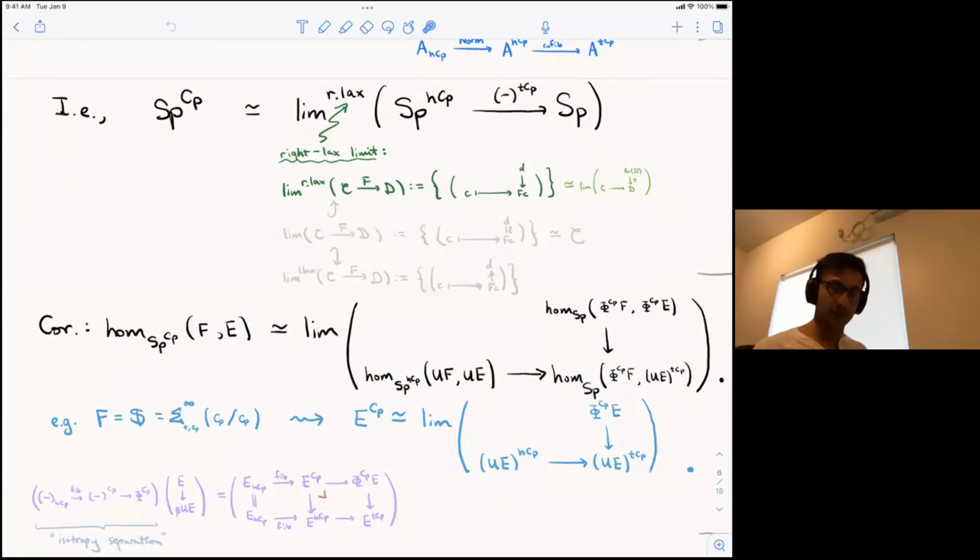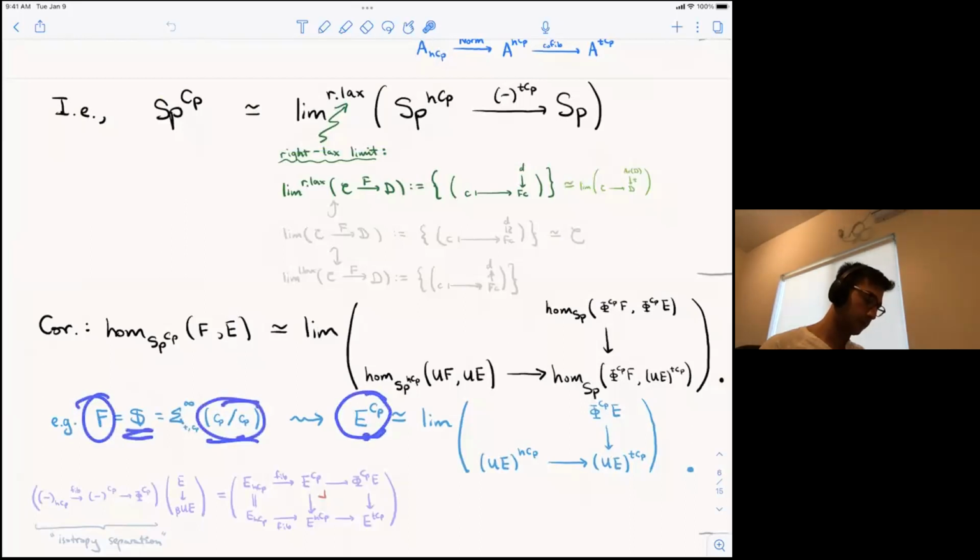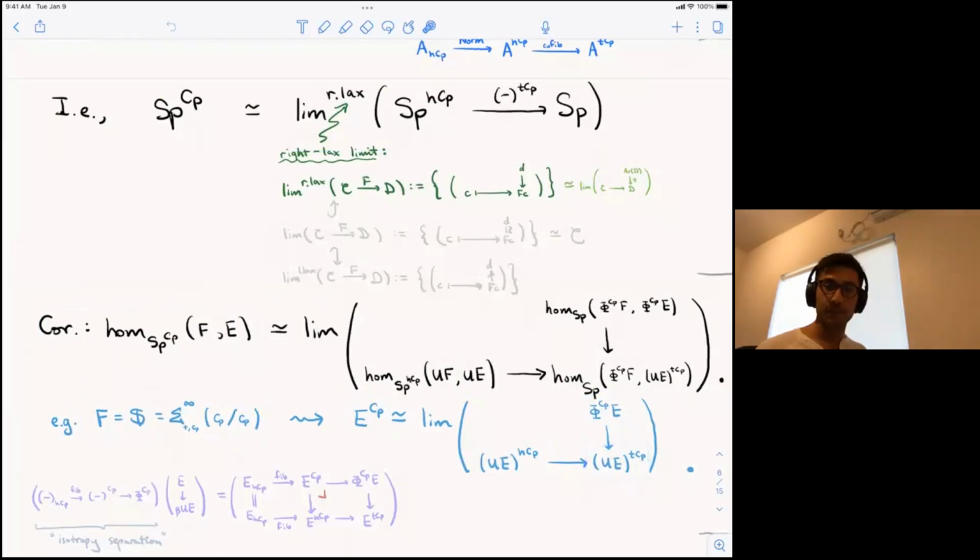And let's just specialize further. Let's take F to be the sphere spectrum. So that's C_p mod C_p. Remember, Hom out of that is categorical fixed points, C_p fixed points. And this Hom formula specializes down to, if you unpack what these are saying, the homotopy C_p fixed points of the underlying spectrum, fiber producted with the geometric fixed points over the Tate construction.